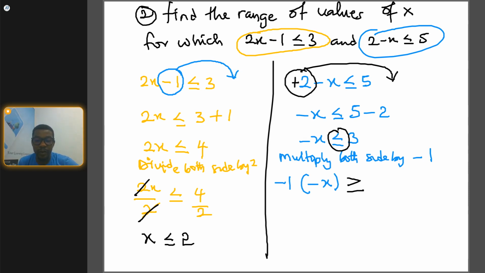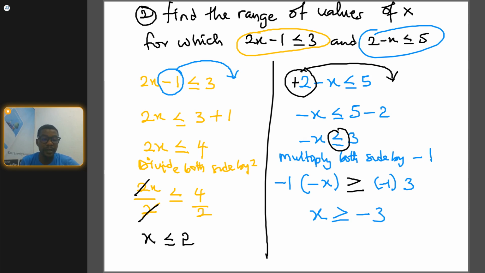So this, we are going to have minus 1 also in brackets, then 3. Minus cancel minus, 1 times x is x. X, okay, is greater than minus 1 times 3 is minus 3. So x is what? Greater than or equals to minus 3. X is greater than or equals to minus 3.